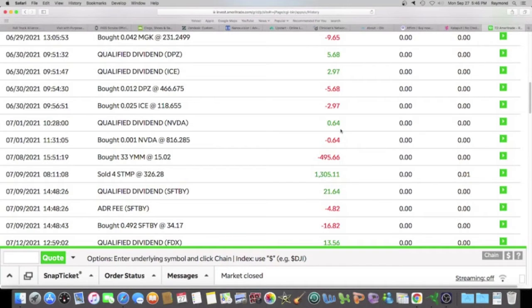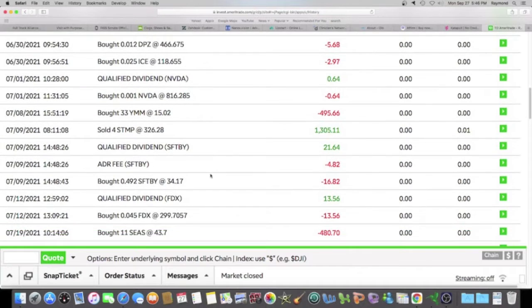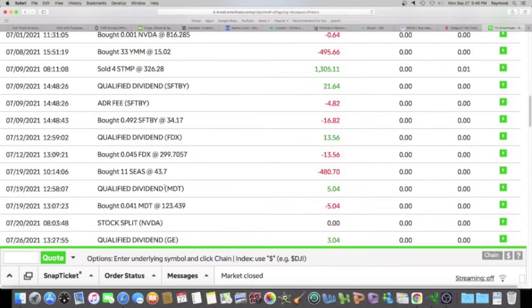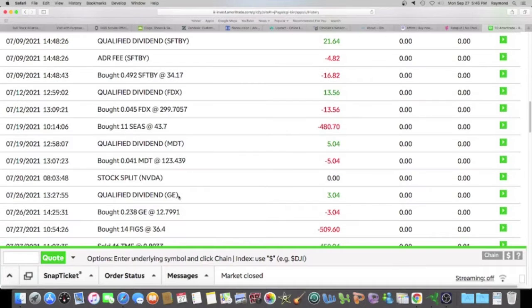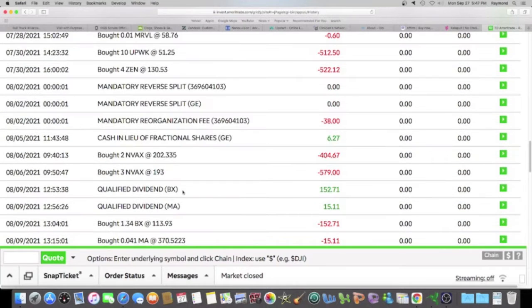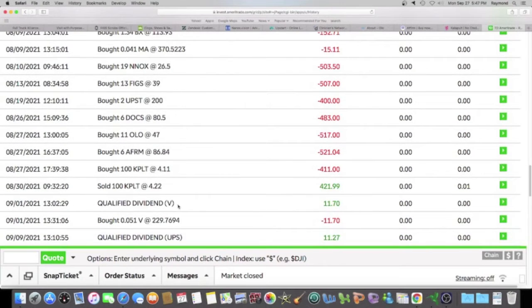And I received a dividend of 64 cents. Next is stock ticker SFTBY. This is SoftBank, $61.64. Next is FDX, FedEx, $13.56. MDT, Medtronic, $5.04. GE, General Electric, $3.04. MRVL, Marvell Technologies, 60 cents. BX, Blackstone, $152.71. MA, MasterCard, $15.11. V, as in Visa credit card, $11.70.